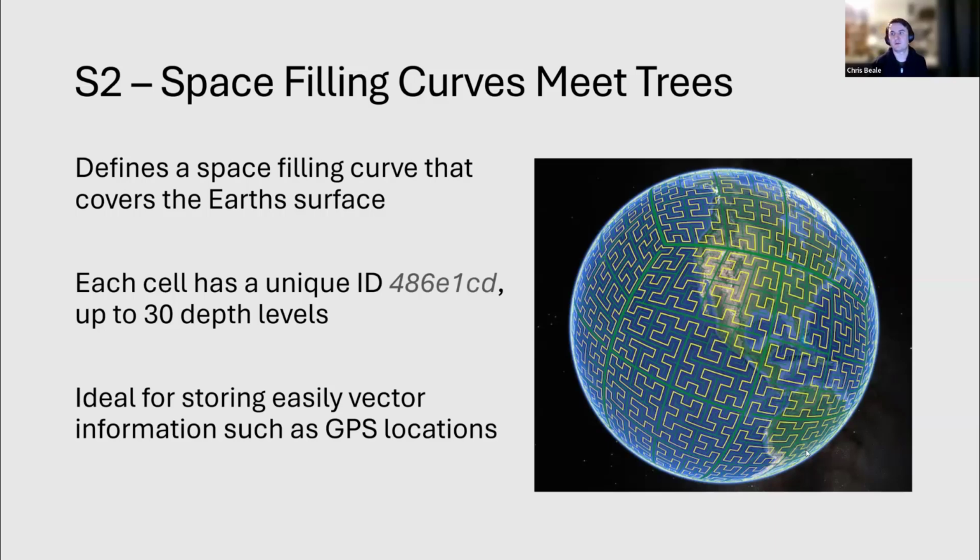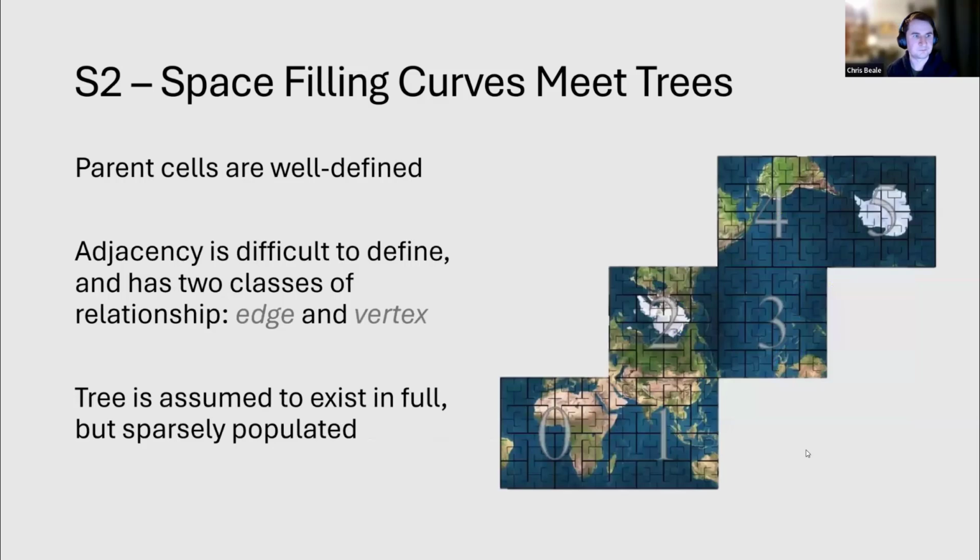And this is going to be really useful for us for storing a bunch of different information. The types of data you can store with this would be things like GPS coordinates. I'm going to show an example of how that works. There are a couple of other nice little properties about S2 specifically, and that is the parent cells are well defined.